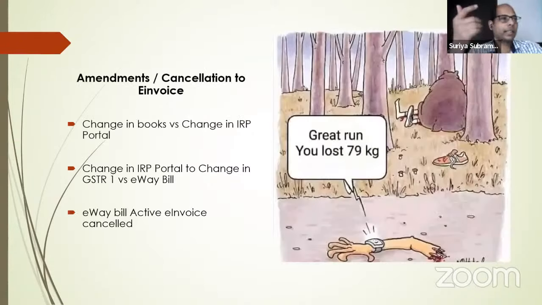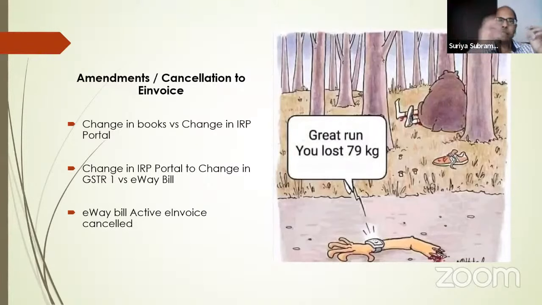One more round later. So the common questions that people ask: amendments, cancellations. Can I make changes? Can I change my books versus what is in the IRP portal? Ideally, the rule is that whatever is registered in the IRP portal is an invoice. If it is not registered in the IRP portal, it is not an invoice, right? So your books and the IRP portal should match. If you have made any error, yes, you can cancel the invoice within 24 hours.